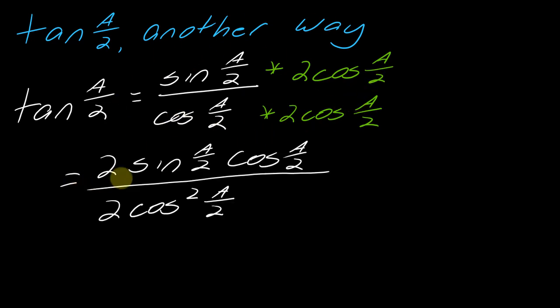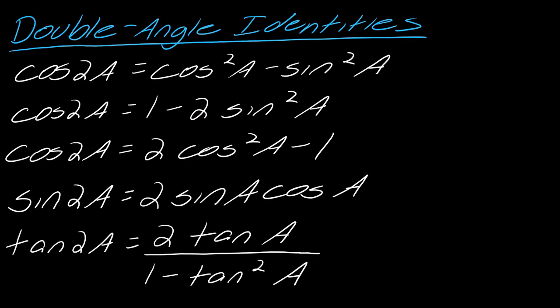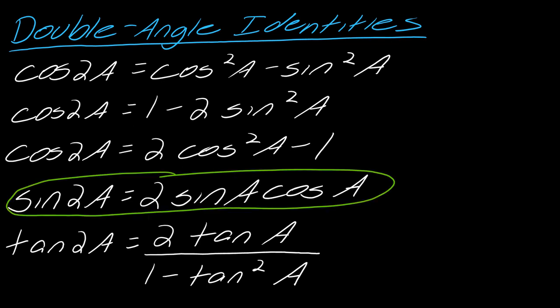So what I get then is 2 sine a over 2 cosine a over 2 on top, and then 2 cosine squared a over 2. And so now we can refer to the double angle identities for a moment. That 2 sine a cosine a is very similar to what we're looking at in our problem right now. So I can use this particular identity.